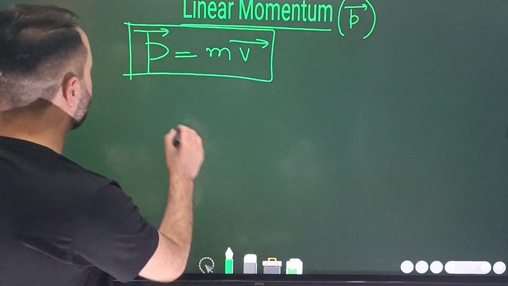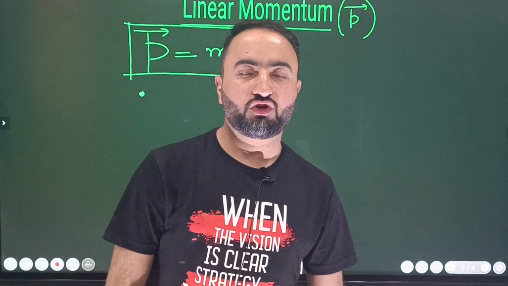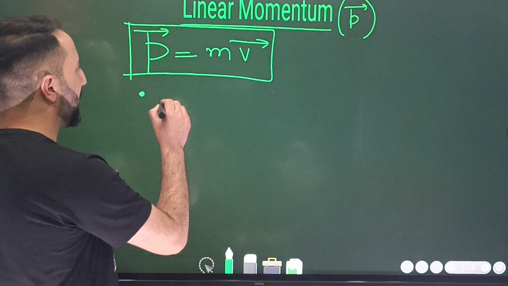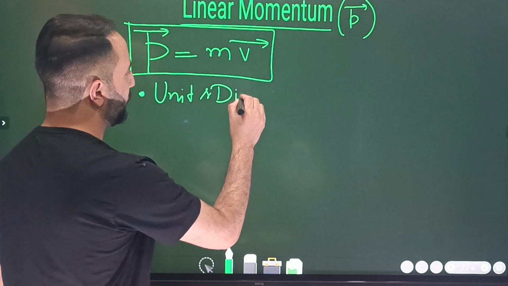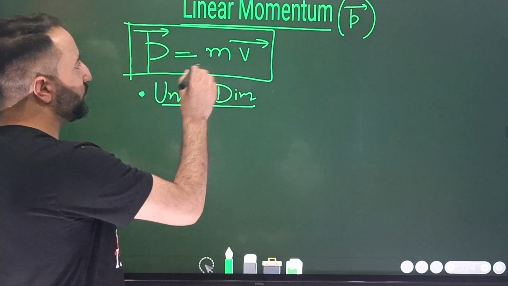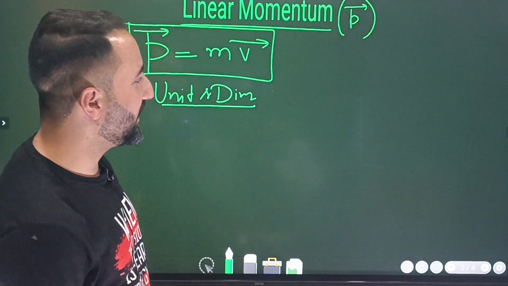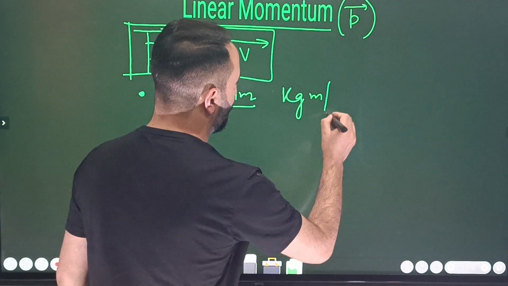All right. Next, some important points here. Point number one is, what are the units and dimensions of linear momentum? Okay, so let me write it down here. What are the units and dimensions of linear momentum? So units and dimensions. Simple. The SI unit of mass is kilogram. You know that. The SI unit of velocity is meter per second. So its SI unit will be kilogram meter per second. Simple. Kilogram meter per second.